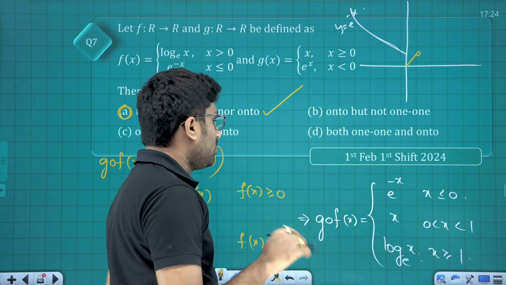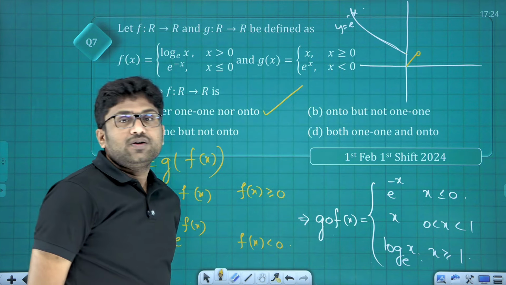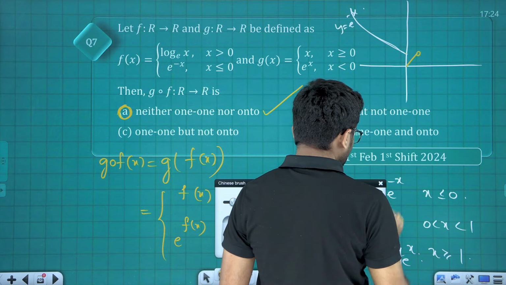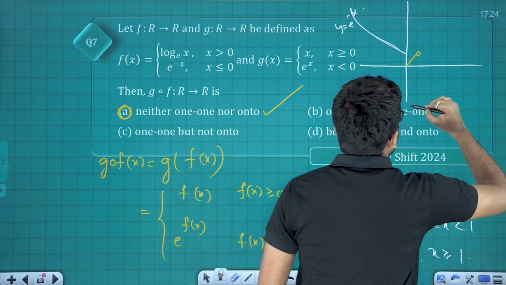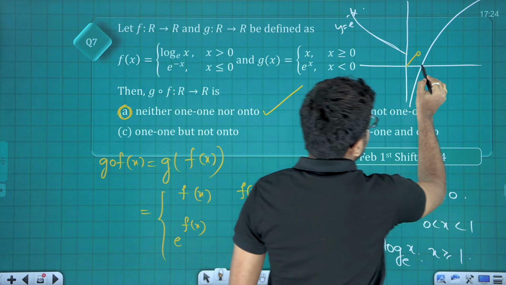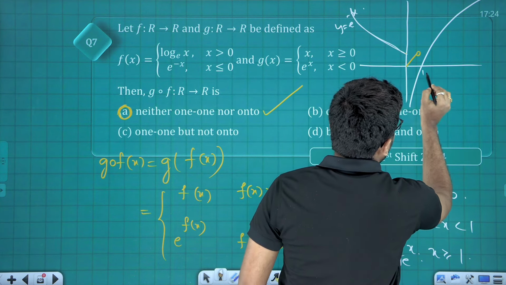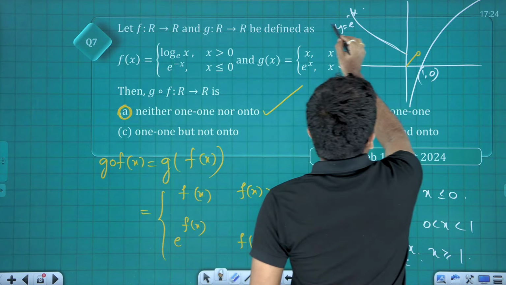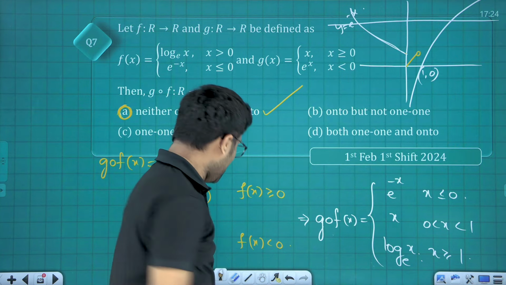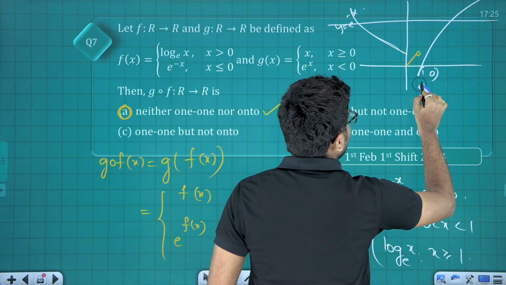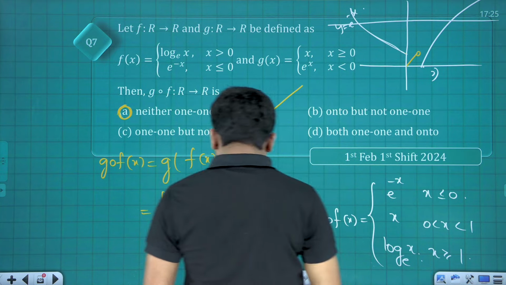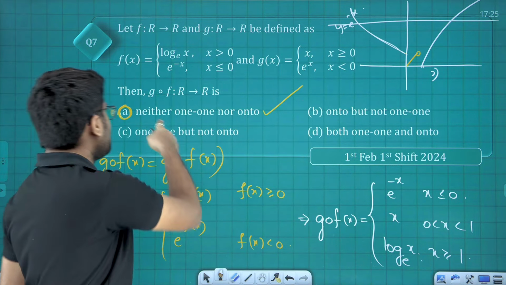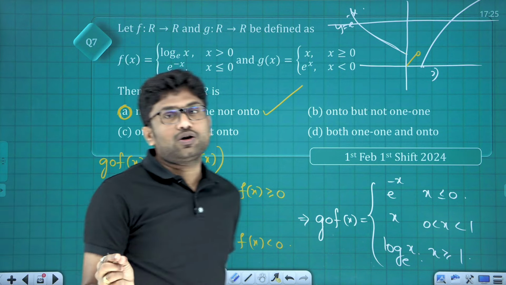Next, log x to the base e if x is greater than or equal to 1. Log x graph we know, this is the graph of the log x function. Log x function is an increasing function. It intersects the x axis at the point (1, 0). Now if you see this, friends, if I draw a horizontal line, the denominator won't be there. Why? Because nothing will be below the x axis. Now if I draw a horizontal line, this horizontal line for sure intersects at more than one point, hence it is clearly neither one-one nor onto function.